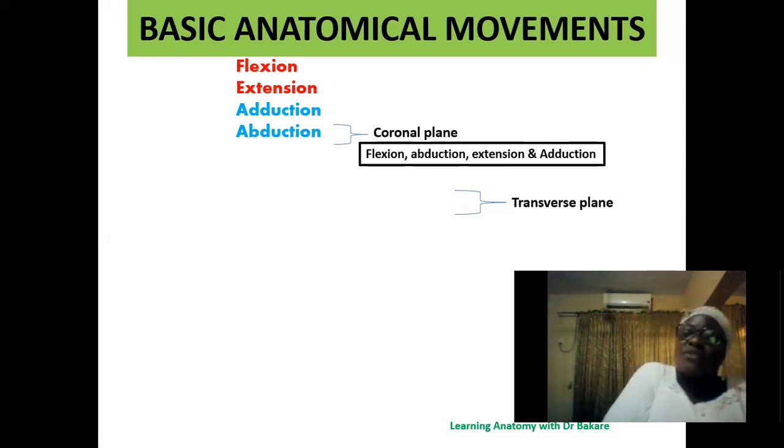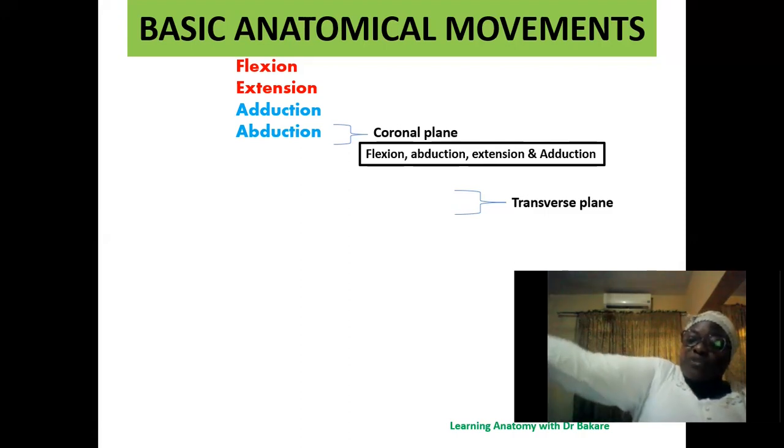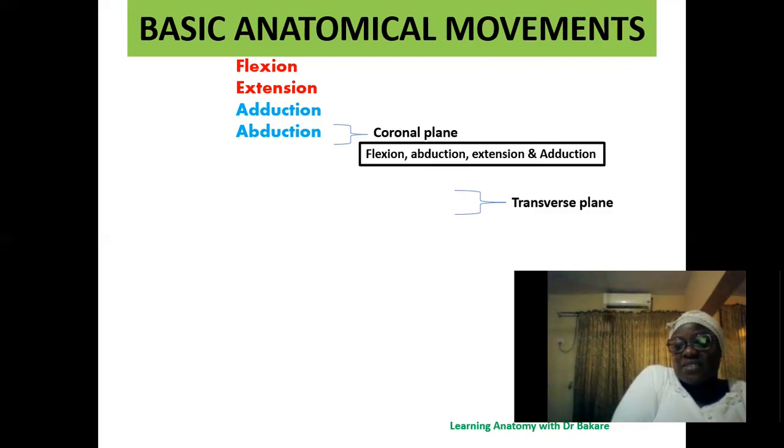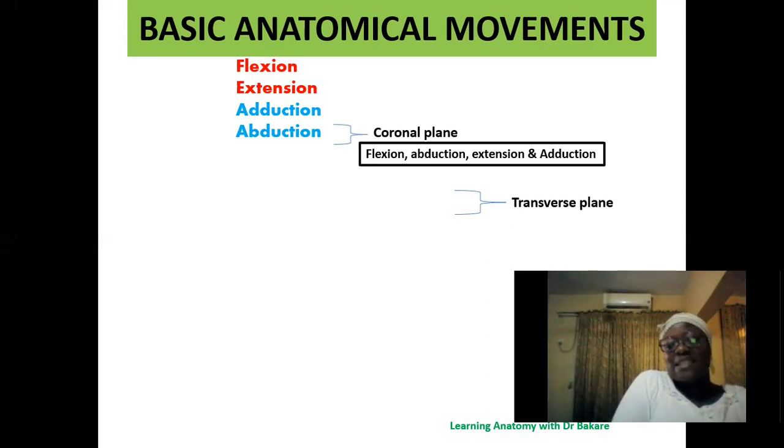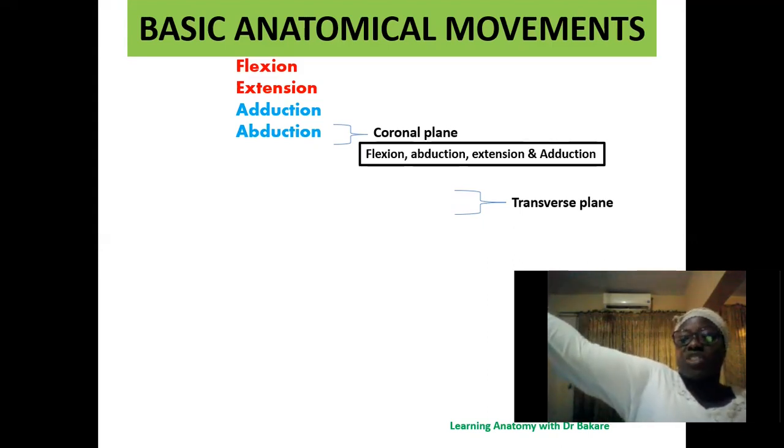So when we try to do this, we try to bring the upper limb close to the body. We are adding it to the body. So this is adduction. Then when we are trying to take it away from the body, this is abduction. Then when you bring it close, it is adduction. When you take it away, it is abduction.